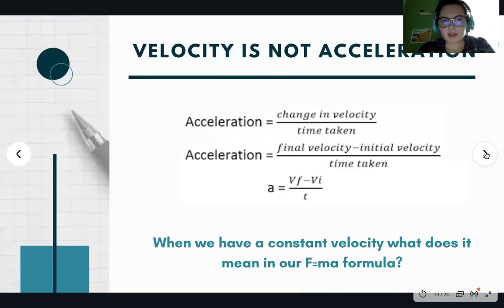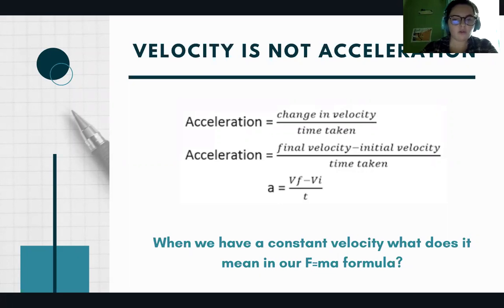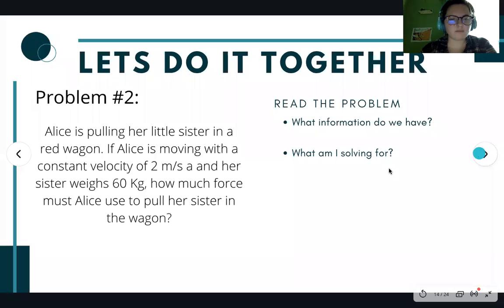But we might not always have acceleration, or we might not always be able to have instant acceleration, but we might be able to have velocity. So just a reminder, acceleration is changing velocity over time. So final velocity minus initial velocity over time. So now we're going to do it in the F equals ma formula.